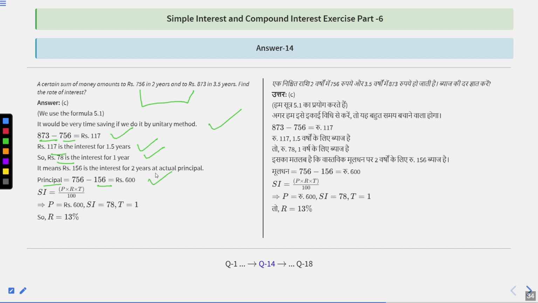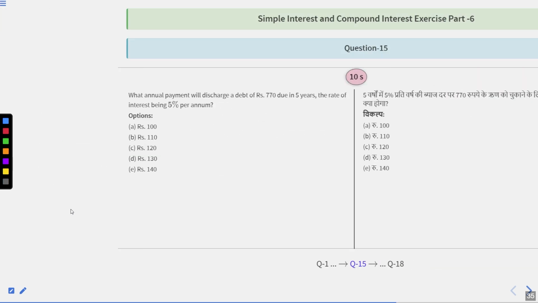Now we can calculate the rate of interest. Simple interest for 1 year is 78 rupees, principal is 600, and time is 1 year. So the rate of interest will become 13%. So C is the correct answer.